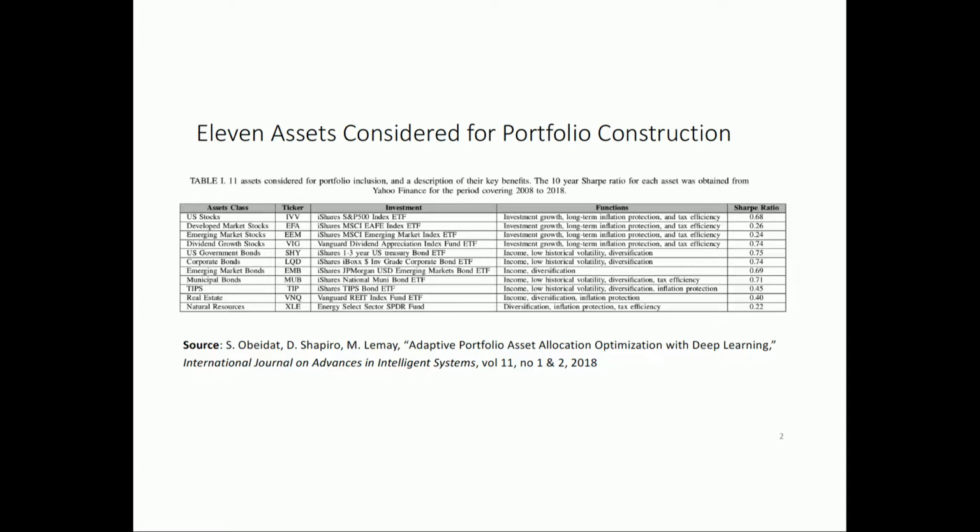I read a paper last year, and this is a very interesting method. It uses a deep learning method to forecast the return and then construct the portfolio. So for simplicity, I just use the assets from the paper. There are 11 assets selected from this paper.